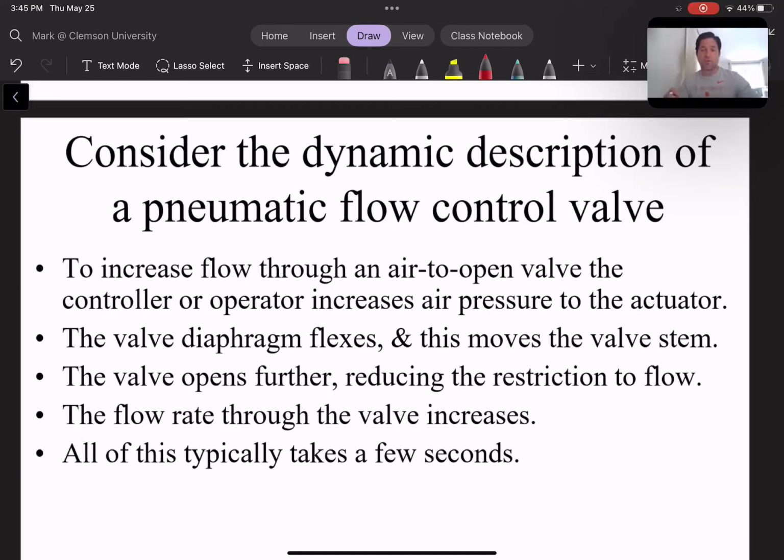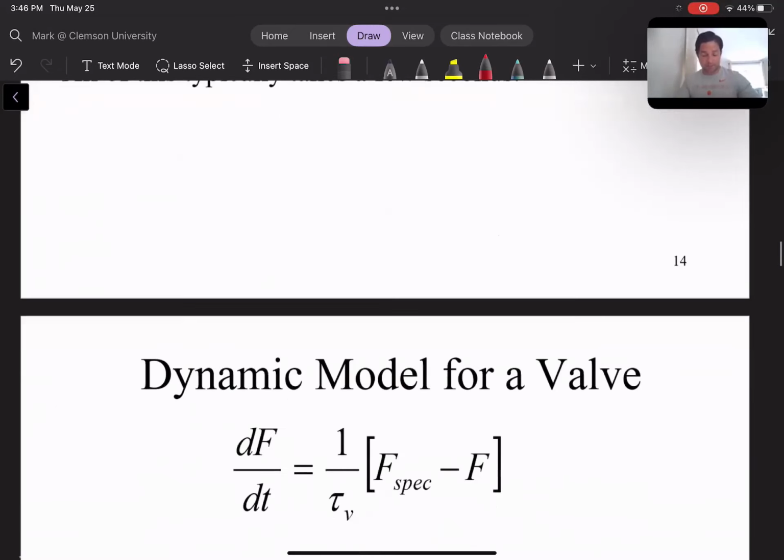So we have an increase in airflow rate, and then we have air pressure pushing against the spring to move the valve stem. To increase the flow through air to open, we'll have to increase the air pressure. So that's going to push, and it's going to move the valve stem. So the valve's going to open, and it's going to reduce the constriction to the flow, and then the flow rate is going to respond to the change in the valve position. And all of this generally takes a few seconds.